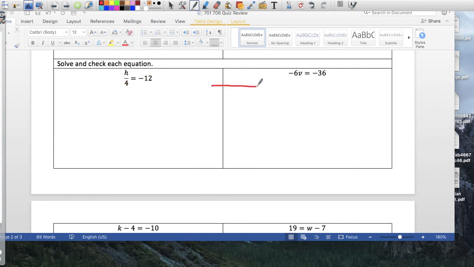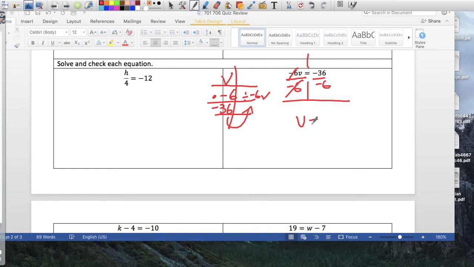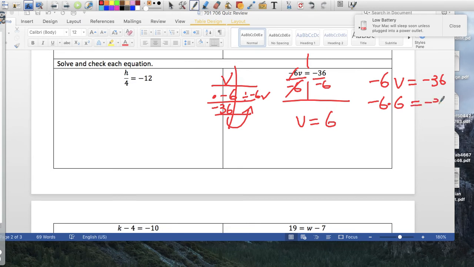So, next one, again, we can do a story. It's v, and it's being multiplied by negative 6, and that gives us negative 36. Going backwards, I have to divide that by negative 6. So, let's see how that works. Follow the instructions. First thing, divide by negative 6. Negative 6 divided by negative 6 is positive 1, times v is just v. Negative divided by negative is a positive, so I get 6. Check, negative 6v equals negative 36. So v we're going to replace with 6. Negative 6 times positive 6 is indeed negative 36, and that gives us all the answer.